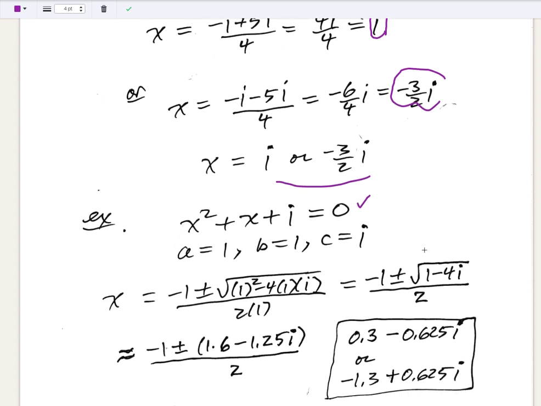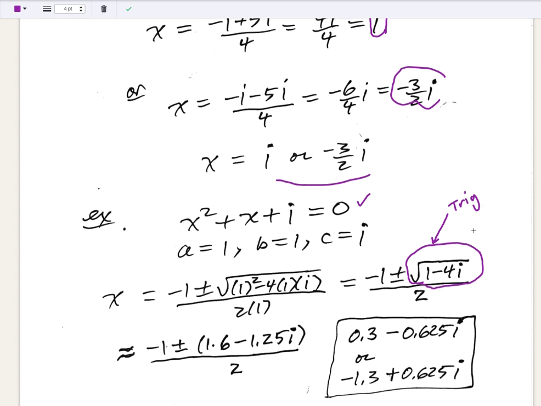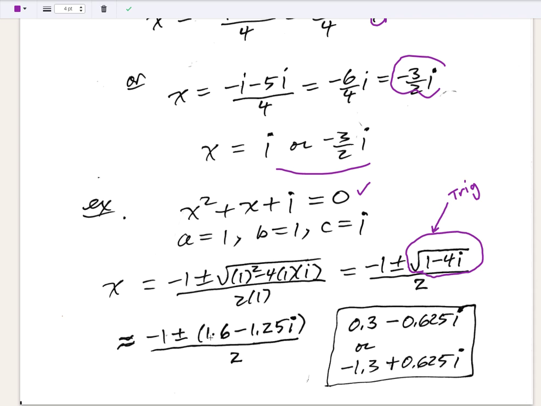Now, here is something that we haven't covered yet, and in fact we're not going to cover in this class, being college algebra. The square root of 1 minus 4i exists, and it is in fact another complex number. But this actually takes some trigonometry, some knowledge that's beyond the purview of this course. But I'm going to tell you that the square root of 1 minus 4i does exist, and it turns out to be about, this is only an approximation, 1.6 minus 1.25i.